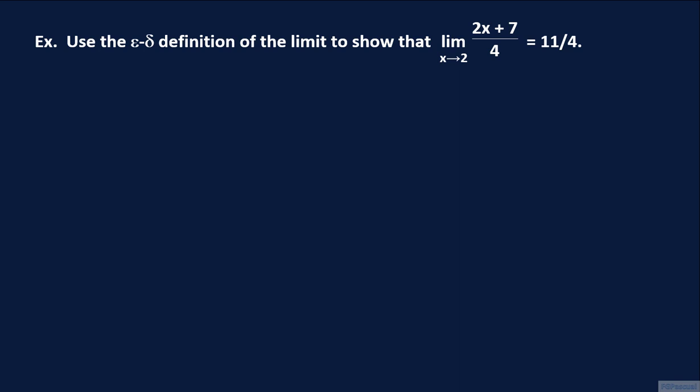In this exercise, we use the epsilon delta definition of the limit of a function to show that the limit of the fraction (2x + 7)/4 as x approaches 2 is 11/4.